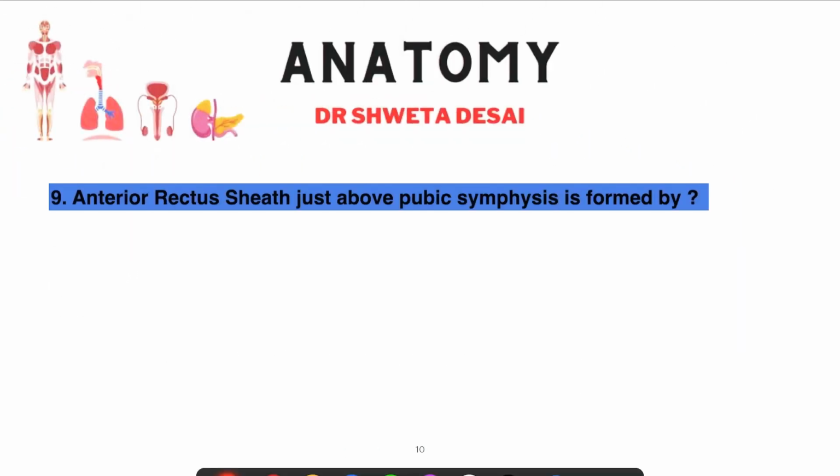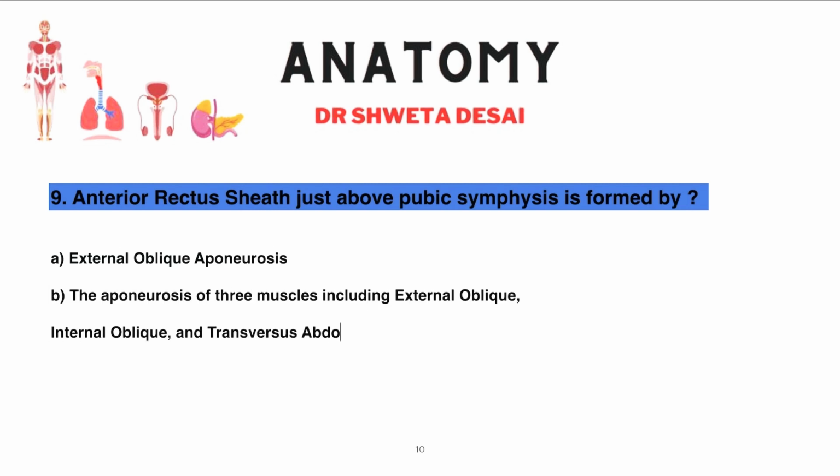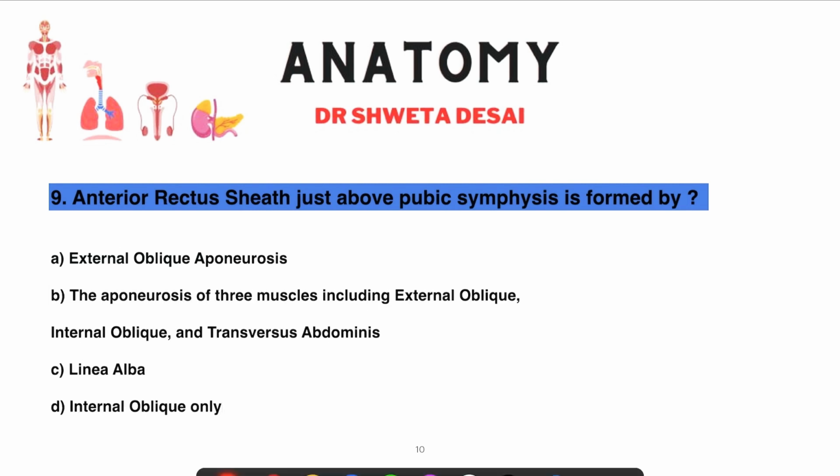Anterior rectus sheath just above pubic symphysis is formed by external oblique aponeurosis, the aponeurosis of three muscles including external oblique, internal oblique, and transversus abdominis, linea alba, or internal oblique only. So, above the pubic symphysis, the anterior layer is made up of the aponeurosis of all these three muscles.